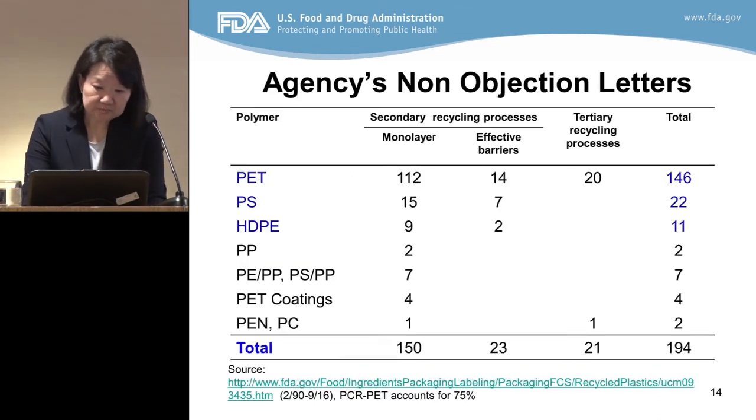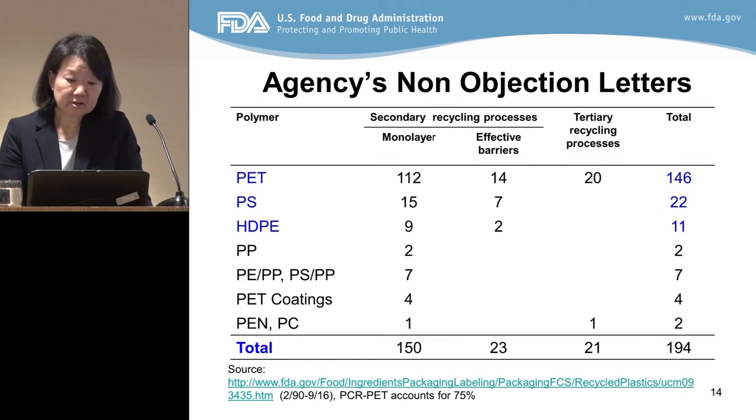This slide shows the current non-objection letters that we have issued. Up to now, about 194, 75% associated with PET, polystyrene about 10%, high-density polyethylene about 5%, and other plastic about probably 10%.